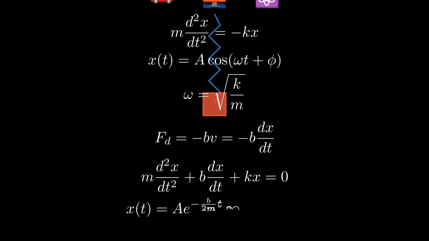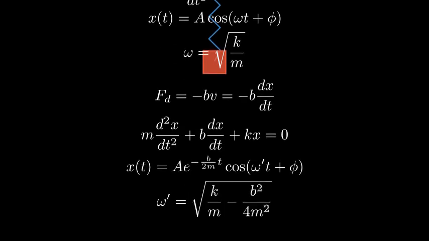The solution is a decaying oscillation: x equals A times e to the power of negative b over 2m times t, times cosine of omega prime times t plus phi, where omega prime is the damped angular frequency. Omega prime equals the square root of k over m minus b squared over 4m squared.